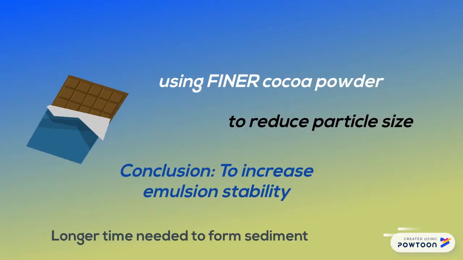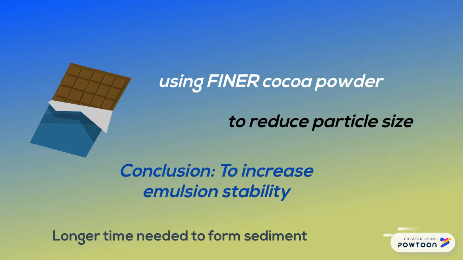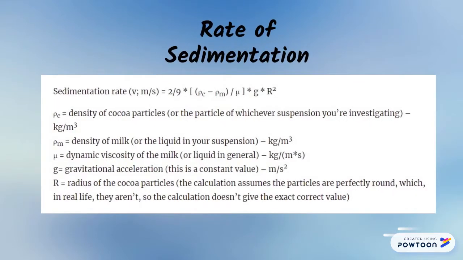Another way to overcome the sedimentation in chocolate milk is by using finer cocoa powder. As the particle size of the cocoa powder is reduced, the emulsion stability will increase, as a longer time is needed to form sediment. The equation of the sedimentation rate is shown above. First of all, as the difference in density decreases, the sedimentation rate decreases. Then, as the particle size of the cocoa powder decreases, the sedimentation rate decreases as well. While as the viscosity of the liquid increases, the sedimentation rate decreases as well.